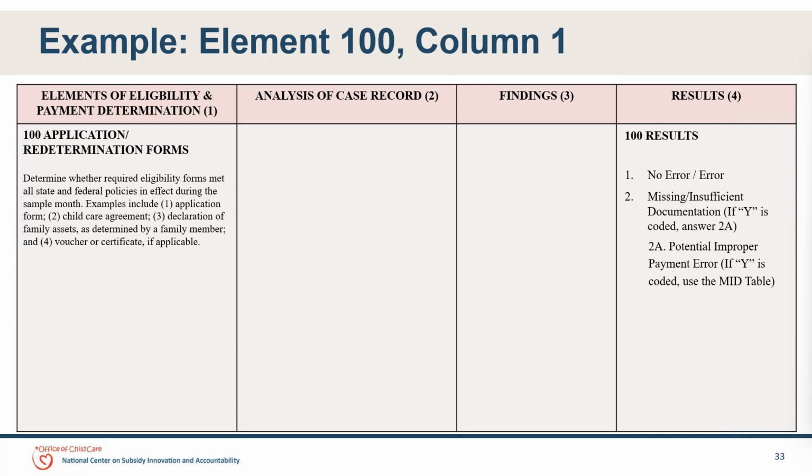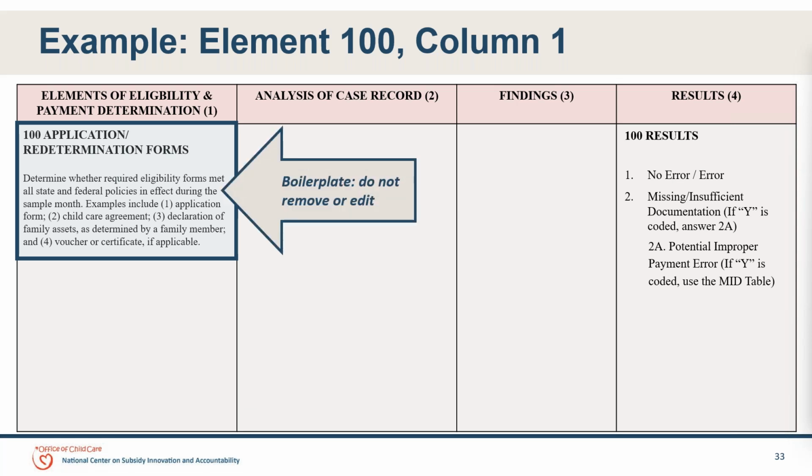This slide shows the template for 100 with no customizations yet. On the top, you can see the 4 headers for the 4 different columns. And in the top left corner, this is the boilerplate. This describes what the reviewer would look for in that element. That's not going to be changed. That's kept as is. So do not remove or edit that when you're creating your customized template.